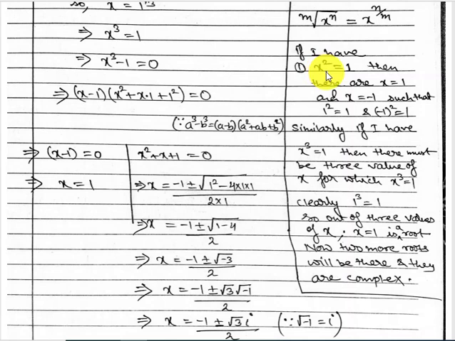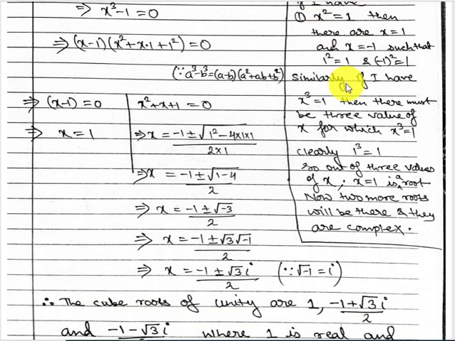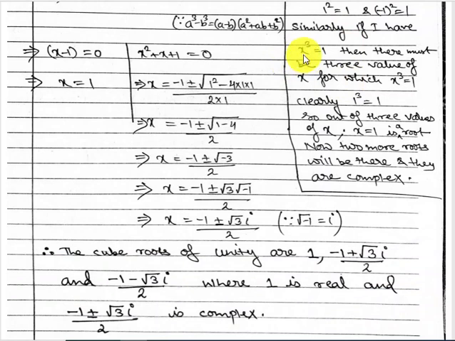So 1 and minus 1 are called the roots for this expression. Now similarly if I have written x cube is equal to 1, that means there would be three values of x for which the cube should be 1. Now if you think of a number in real numbers, then there is only one number, that is 1.